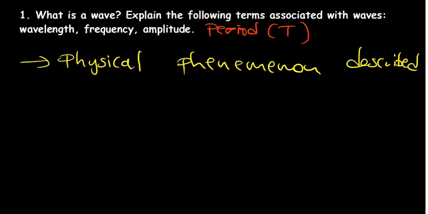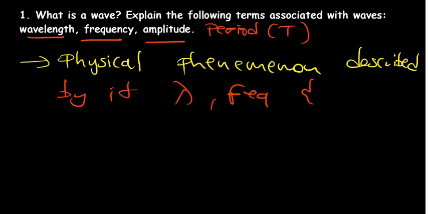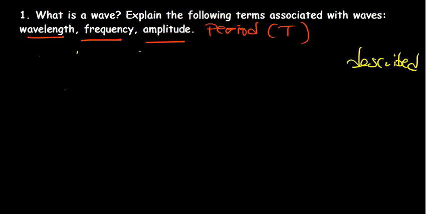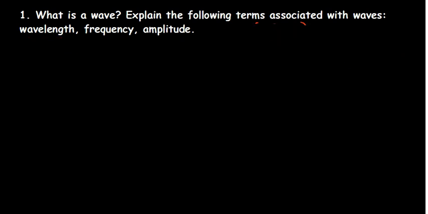So what are the things associated with a wave? So a wave should have the wavelength, frequency, amplitude, and a period. So any physical phenomenon described by its wavelength, frequency, and amplitude, or include period as well. But we know that it's a periodic disturbance, of course. So to help you understand better, we can actually come up with a diagram that will help us even explain these terms that we're supposed to handle.